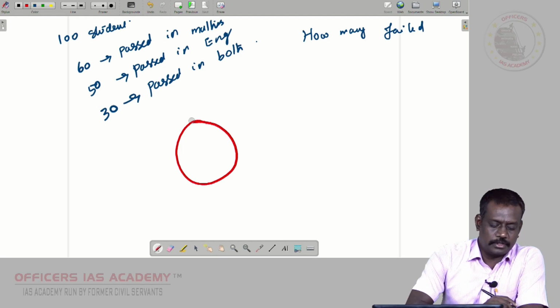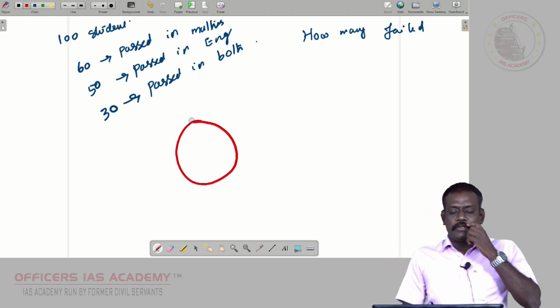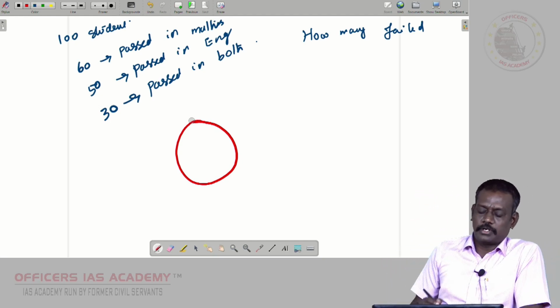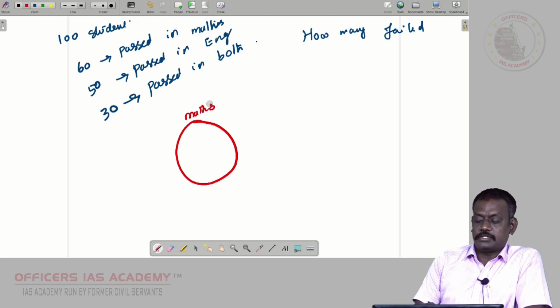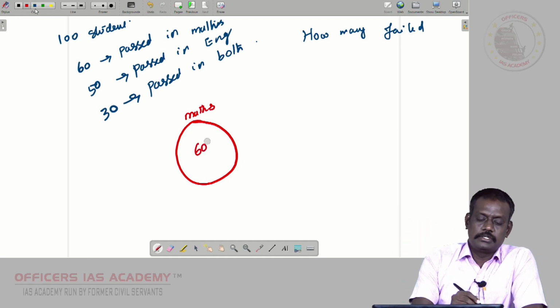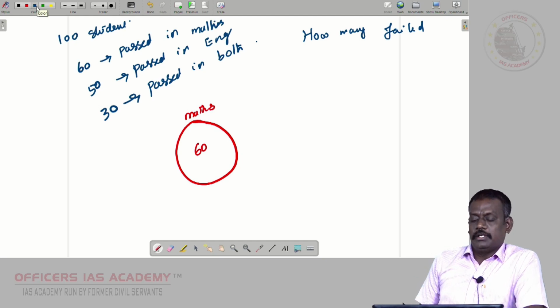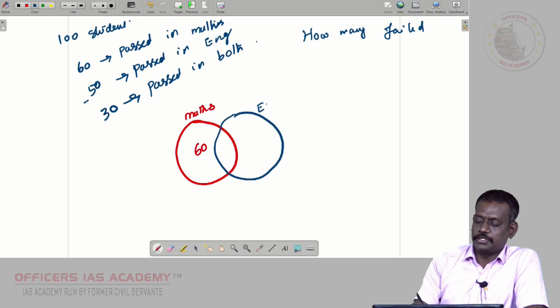So here, yes Tejaswini, excellent mom. The first circle represents the number of students who passed in mathematics. Okay, so what you can do is just consider that the area of this circle is 60. Okay, the area of this circle is 60. And the next, 50 students have passed in English, right? So I will go with the blue color. So here this is English.